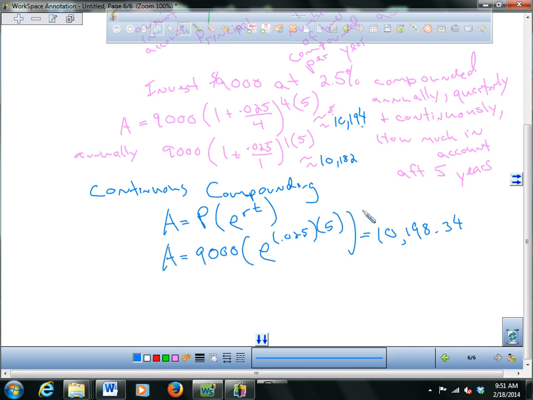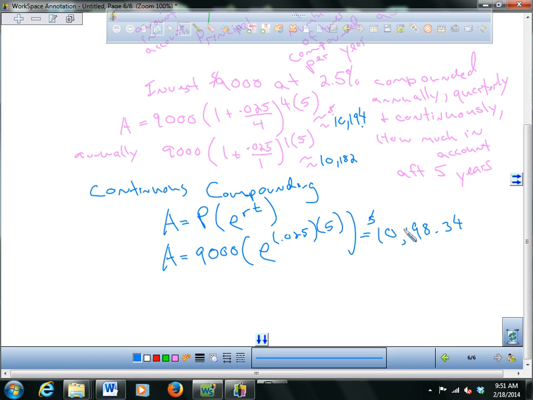Okay, and so the difference between compounding quarterly and compounding continuously is only $4 or so. Even though you're compounding instantaneously, you're only compounding a very small amount. You're only getting a very small amount of interest each time. Get that? Okay. Any questions? Going too fast? Slow? No.